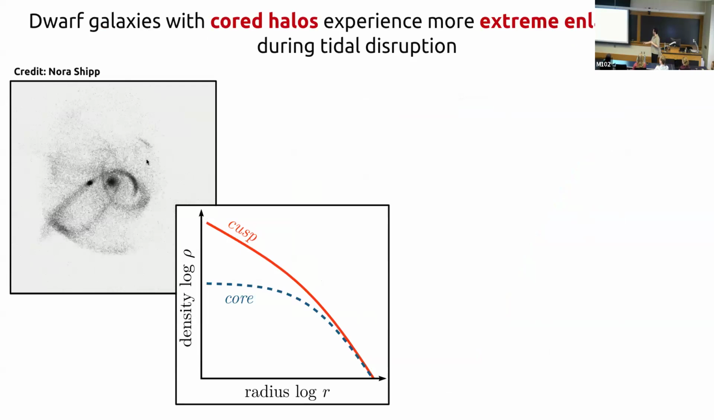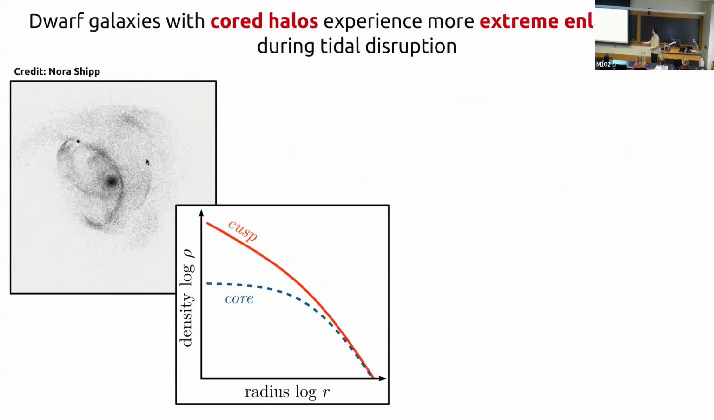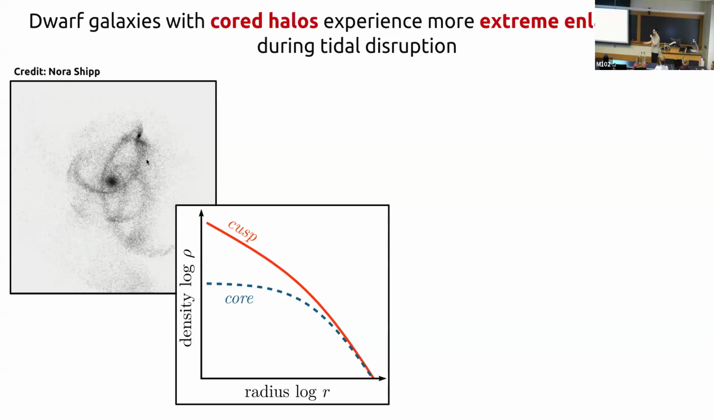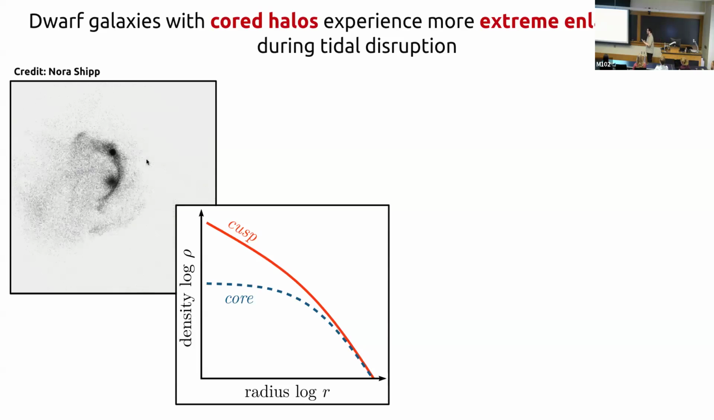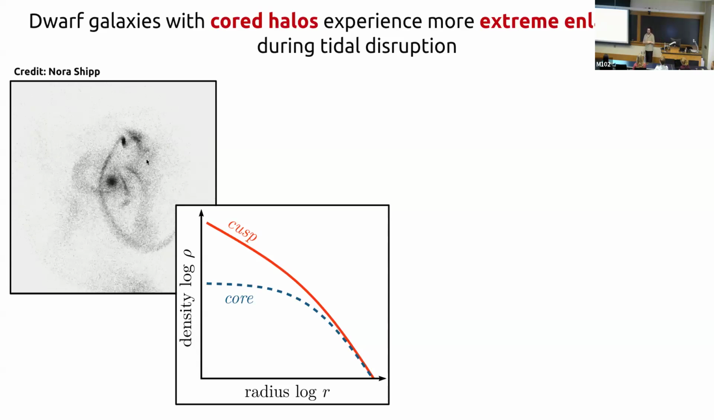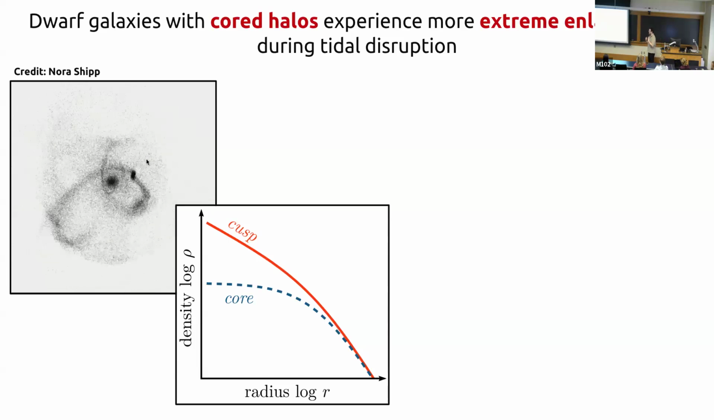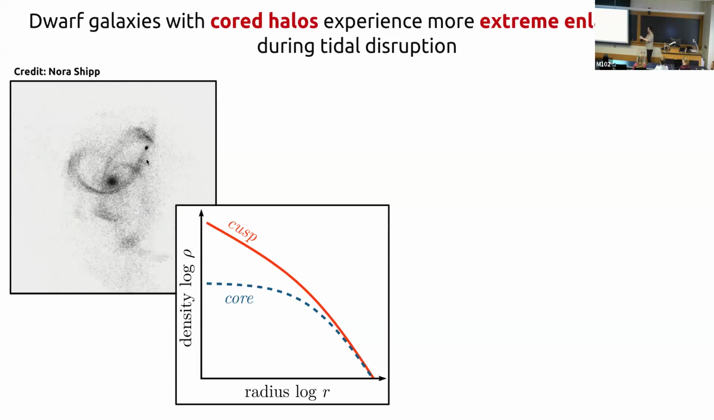But if, instead of starting your tidal disruption with a cuspy halo, you start with a core, these galaxies that have core halos are a lot more susceptible to being enlarged by tidal disruption. In the specific orbit of this galaxy, Crater 2, that I'm going to focus on, if you assume it's a cuspy halo, you can enlarge this galaxy by something like 25%. But if you assume it's a core halo, you can enlarge this galaxy by a factor of 10 or so. So this combination of factors could explain the sizes of those extremely diffuse galaxies that are outliers in the mass-size relation.